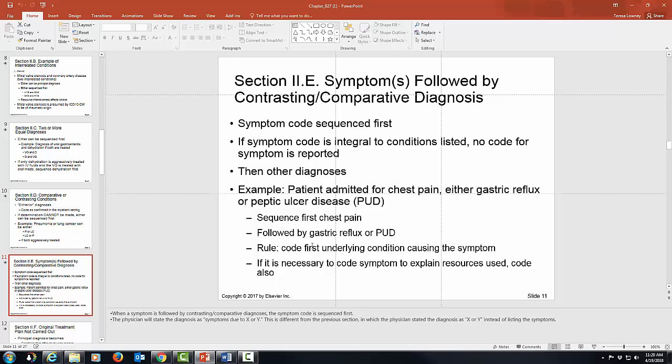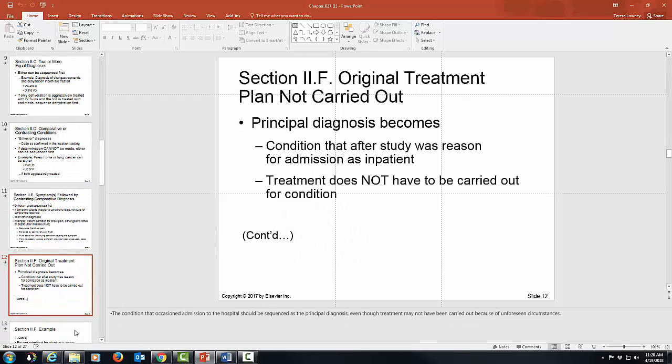The rule is code first the underlying condition causing the symptom. If it is also necessary to code the symptom to explain resources, then do that. But that's a rare example. If it happens, the physician would state the diagnosis as symptoms due to X or Y. So this is different from the previous section, when the physician stated the diagnosis as X or Y instead of using the symptoms. This is a symptom he's talking about this time.